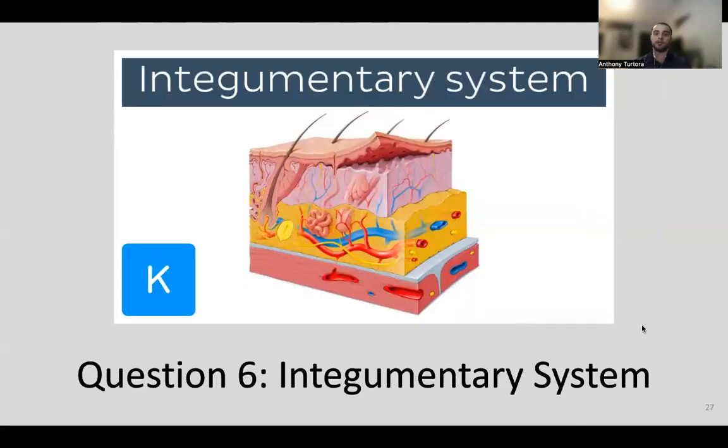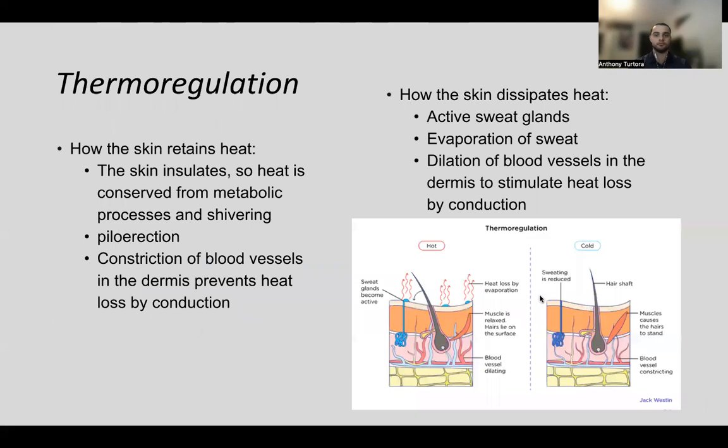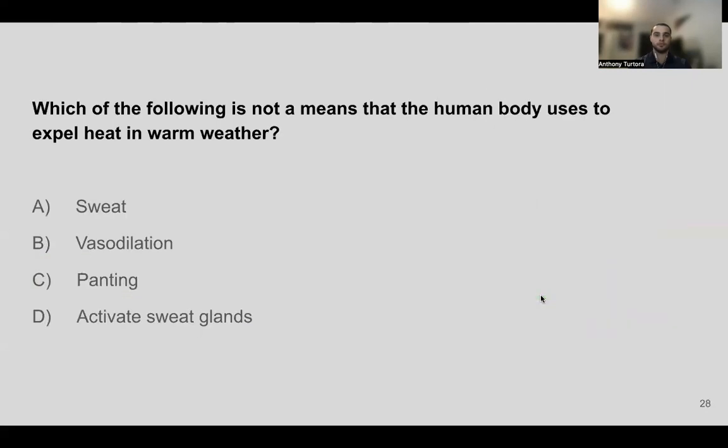All right. So question six, also on the integumentary system. Question number 6 states, which of the following is not a means that the human body uses to expel heat in warm weather? So we have A, sweat, B, vasodilation, C, panting, or D, active sweat glands.